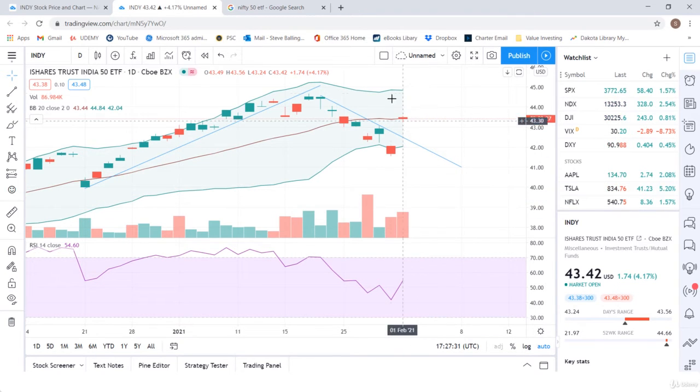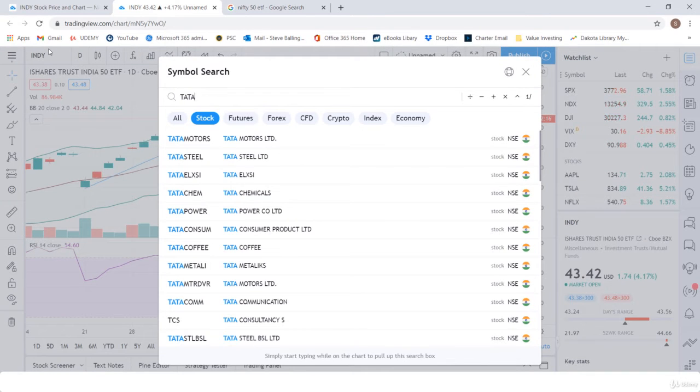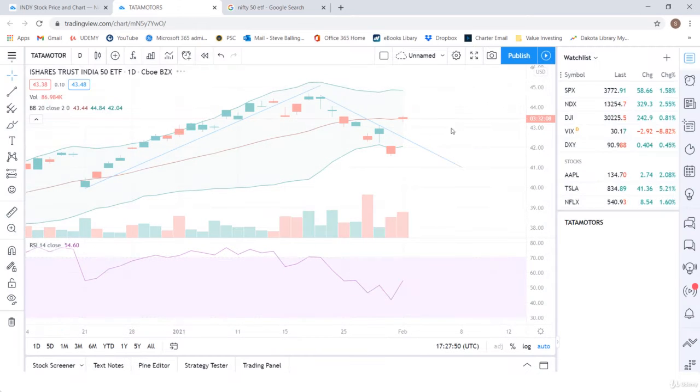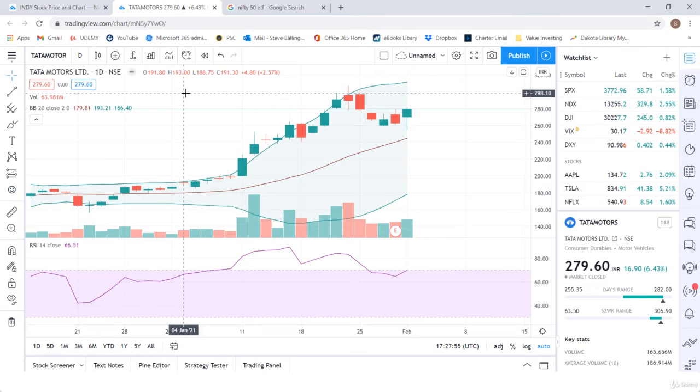Let's leave these lines on here, and let's go take one of the components of the Nifty 50 and see what that looks like. If you've ever been in Delhi, and I've been in Delhi, and I've been in Mumbai and Chennai, I've done some speaking engagements, you're going to see Tata all over the place, Tata Motors, Tata automobiles. And you can see how Tata's doing.